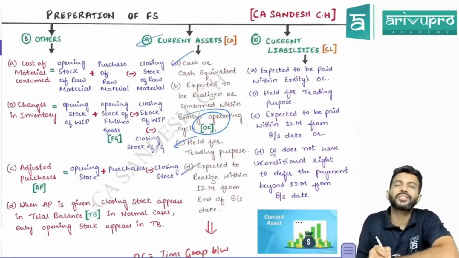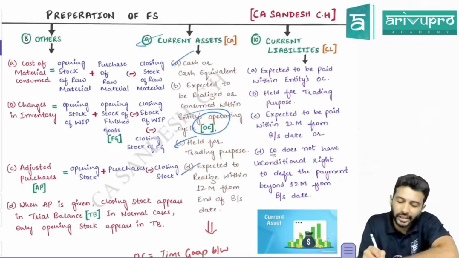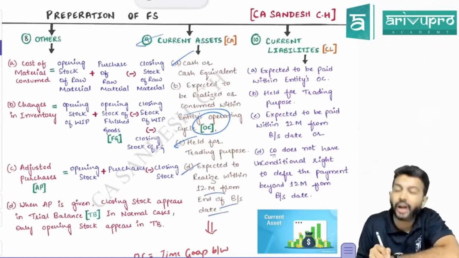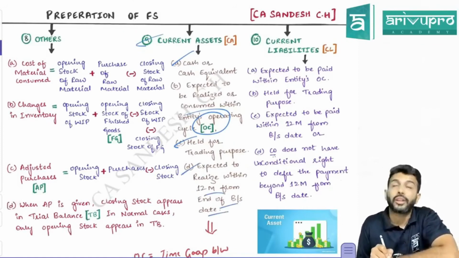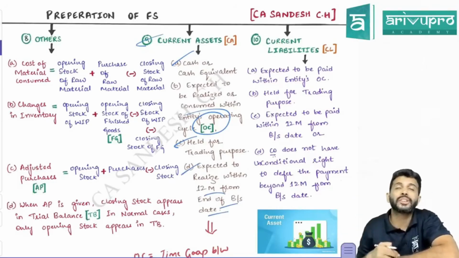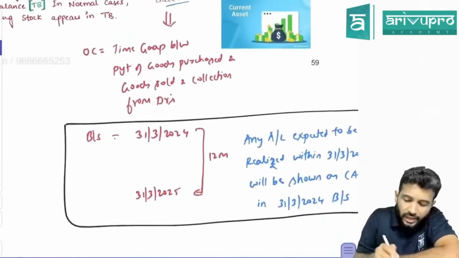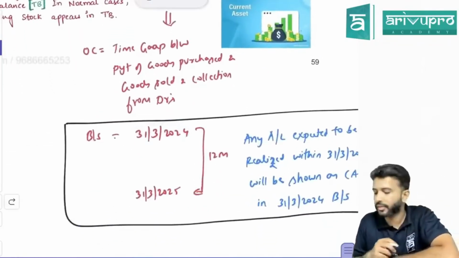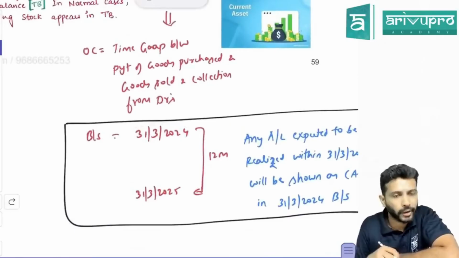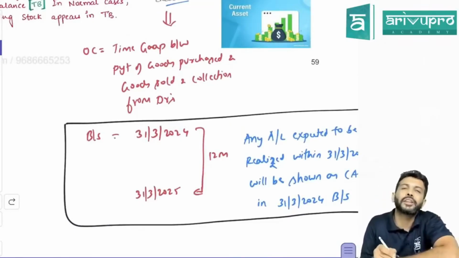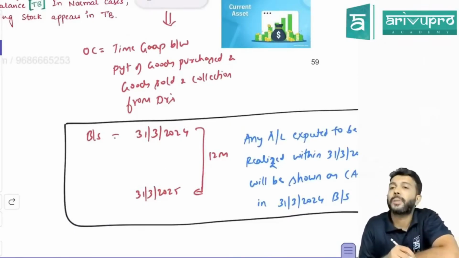And the last one: current assets are those assets which are expected to be realized within 12 months from the balance sheet date. Sir, let's say you are preparing the current year's balance sheet on 31st March 2024. Count 12 months from the current balance sheet date. What is that date? 31st March 2025.